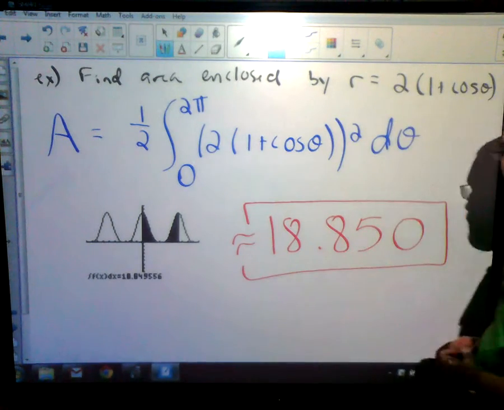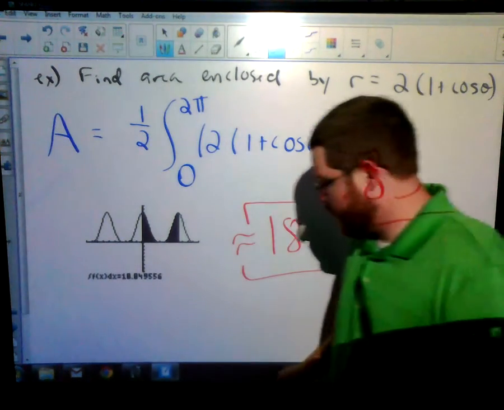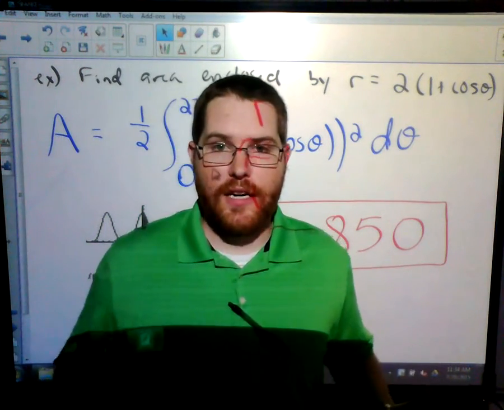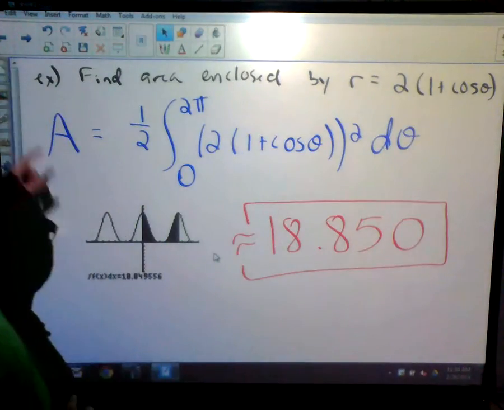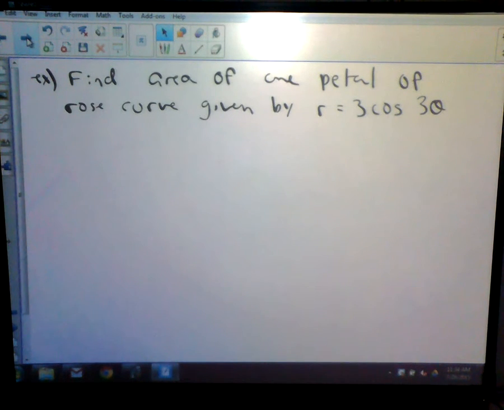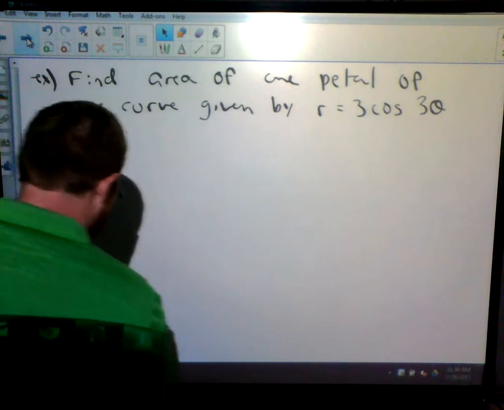So the hard part for polar area is figuring out where that thing repeats. And I'll give you a sheet that shows you a little shortcut to help you remember this. But for now, just be able to use your calculator. Next, find the area of one petal of a rose curve given by r equals 3 cosine 3 theta.